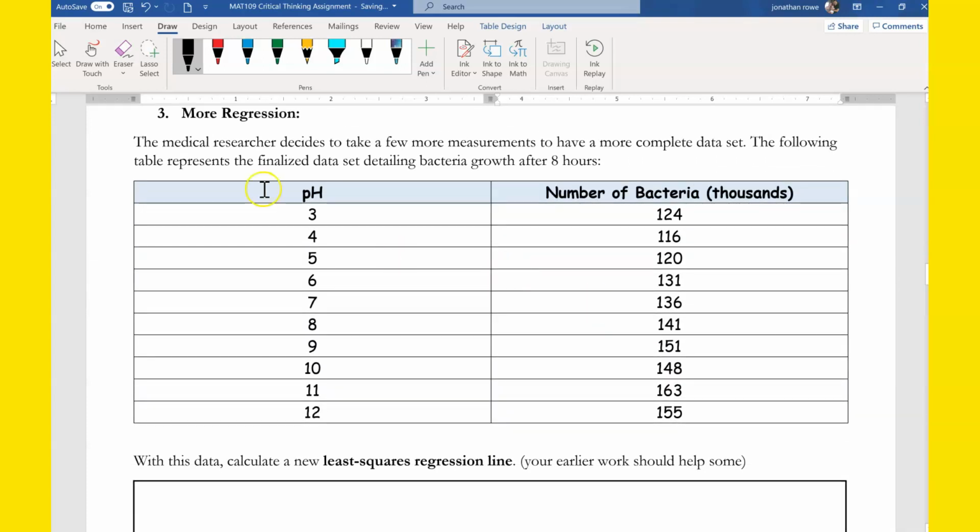More regression. The medical researcher decides to take a few more measurements to have a more complete data set. The following table represents the finalized data set detailing bacteria growth after 8 hours.